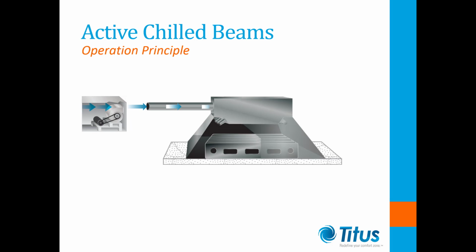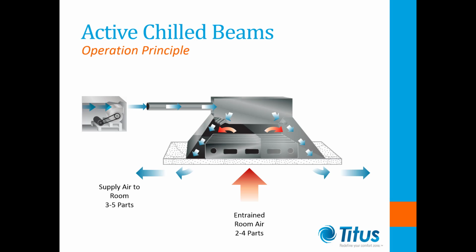Primary air from a central air handling unit is sent to the active chill beam via a duct distribution system which pressurizes the primary air plenum. This primary air is forced through a series of induction nozzles which causes room air to be entrained through the heat exchange coil before mixing with the primary air from the nozzles. The mixture of primary and induced air is finally delivered to the room via a number of supply air slots.